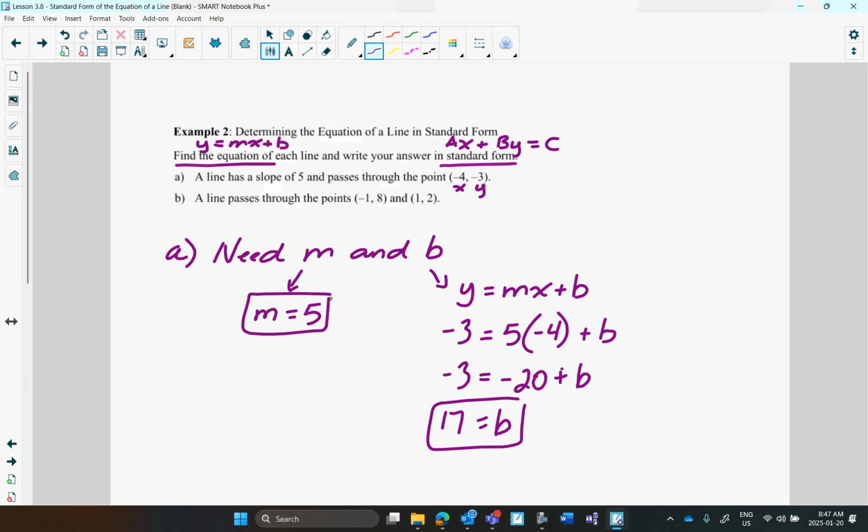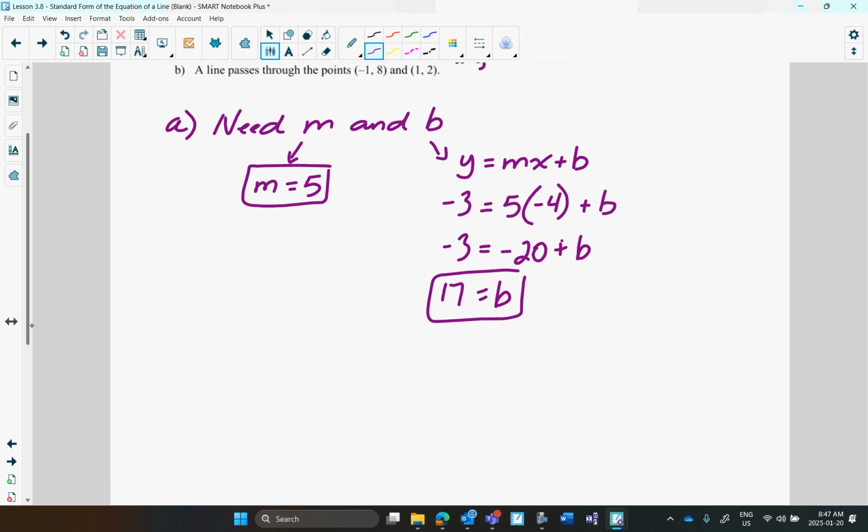So you want to use y equals mx plus b to write your answer again. But then we have to change it to standard form. So right now, if we use mx plus b form, we're going to get y equals 5x plus 17. But I have to change that to standard form. So everything was the way we did it before, except now I'm going to pull this over here by subtracting 5x. So I get -5x plus y is equal to 17.